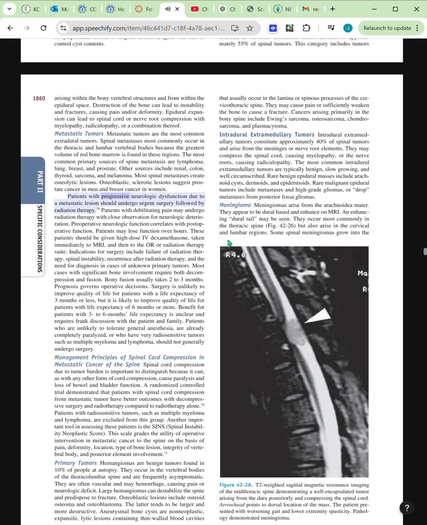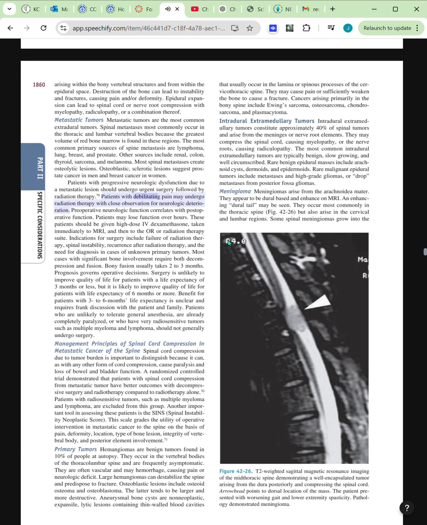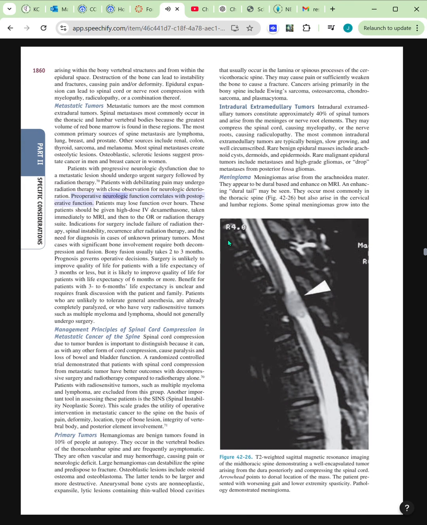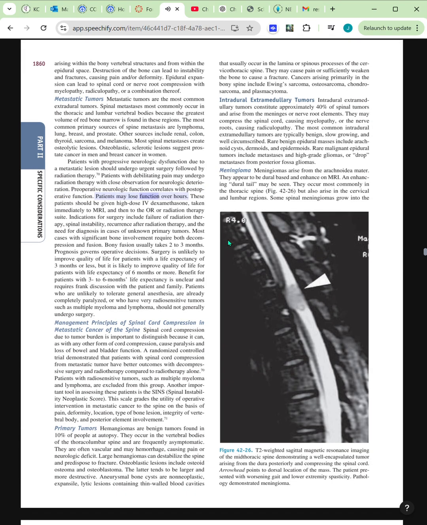Patients with progressive neurologic dysfunction due to a metastatic lesion should undergo urgent surgery followed by radiation therapy. Patients with debilitating pain may undergo radiation therapy with close observation for neurologic deterioration. Preoperative neurologic function correlates with postoperative function. Patients may lose function over hours.